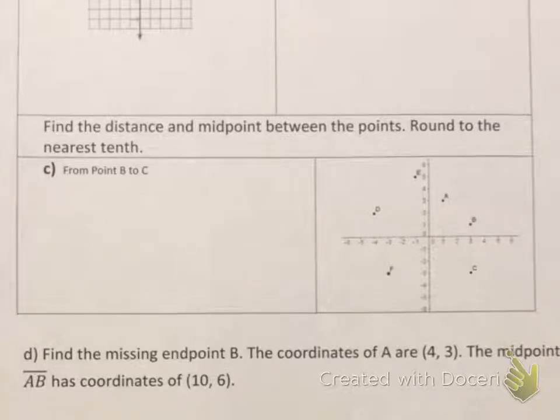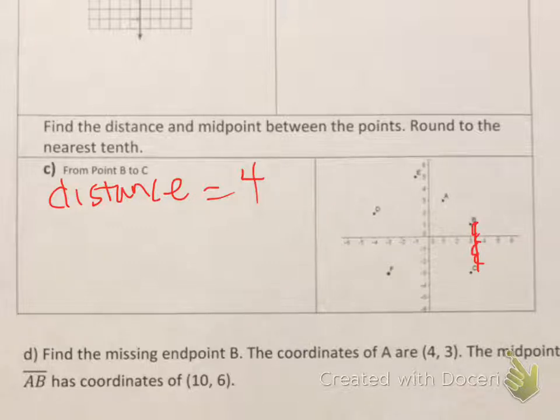All right, this next one says, find the distance and the midpoint between the points, round to the nearest tenth. So we're doing distance and we're doing midpoint from B to C. So B to C is a straight line, which means that we can count it for distance, which is nice. So distance, we're just going to count how many tick marks there were. So here's 1, 2, 3, 4. So our distance is 4.